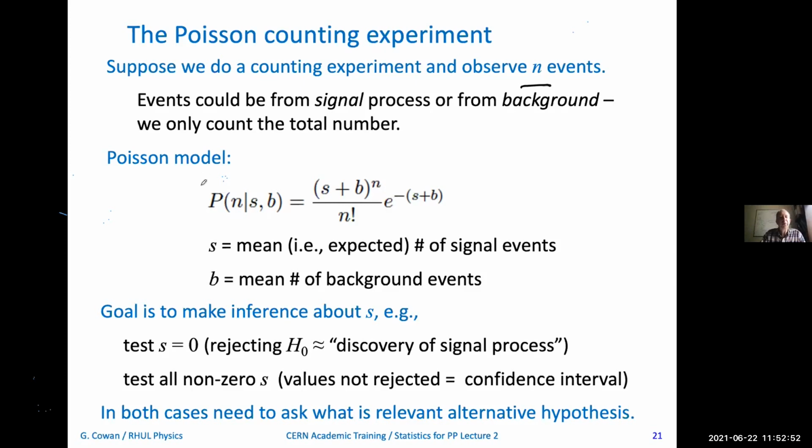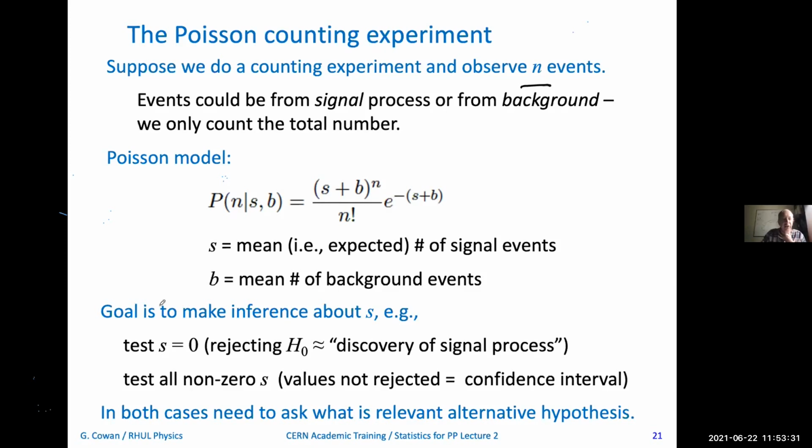And so let me assume that this number n follows a Poisson distribution where the mean is equal to s plus b, where s is the expected number of signal events and b is the mean number of background events, but I can't distinguish between the two. I can just count the total. So you can see what enters into this Poisson probability is just the sum, s plus b. Let's suppose in this game that the expected number of background events is known. At least let's start by assuming that b is known.